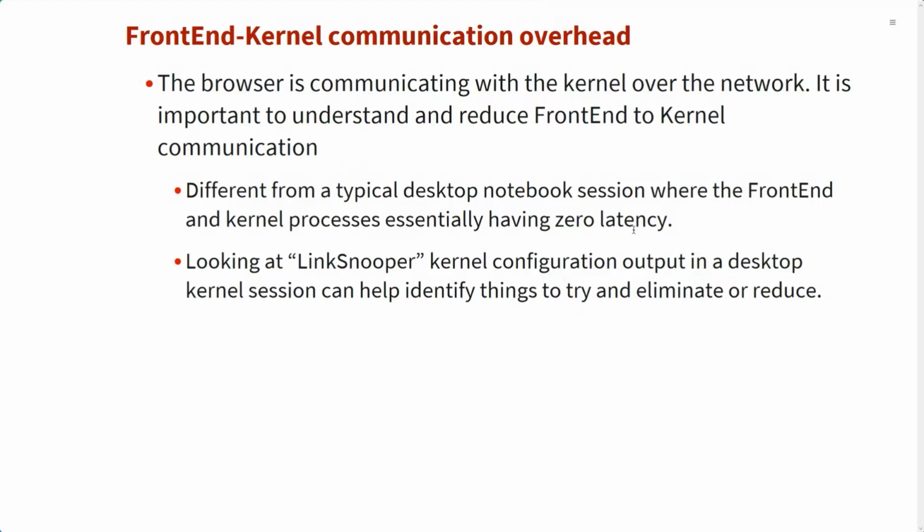In desktop, you have essentially zero latency because typically the front end and the kernel processes are right next to each other. One way to do this is hook up your link snooper kernel configuration output in your desktop kernel session, and you can see how much communication there is between the kernel and the front end for your given notebook or mini application. And the key is you want to eliminate as much of that as possible.